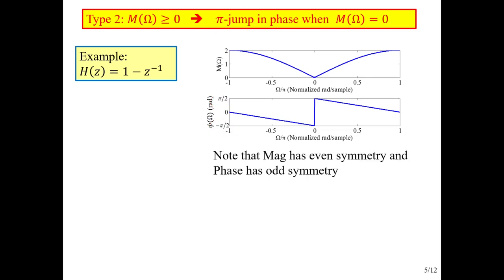Okay, so note here that in this case, the magnitude has even symmetry and the phase has odd symmetry, just like we learned in a signals and systems class, that when we write the frequency response out in polar form, the magnitude will have even symmetry and the phase will have odd symmetry.